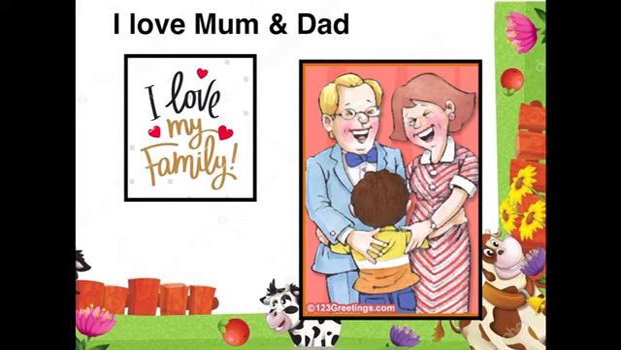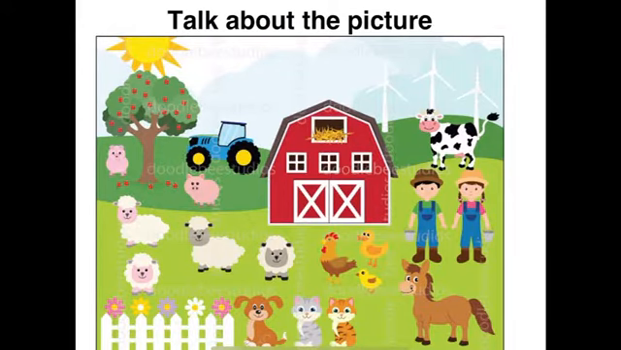Talk about the picture. Here we can see many animals, my friends. Can you tell me which animal you like? Yes, I like cow, horse, cat. I like hen, cock, chick, sheep.